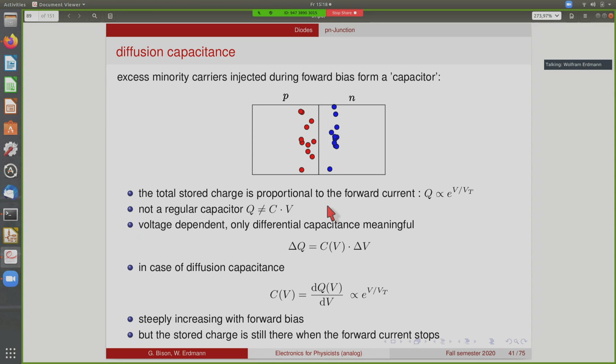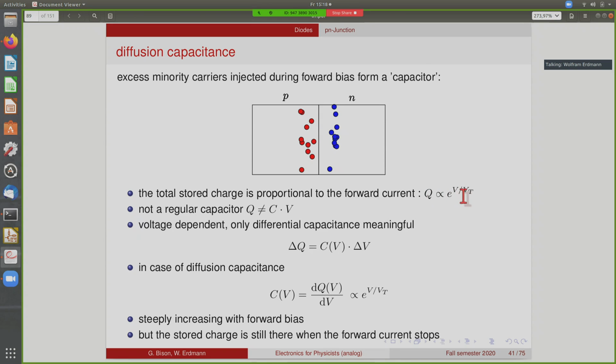So this is shown here in a bit more detail. When we have a diode in forward bias, you have an excess of minority carriers on both sides. Here we show only the minority carriers. So you have some electrons on the p side and some holes on the n side, and it turns out that the total charge stored is proportional to the forward current. So the charge that you have stored is proportional to the exponential function of the voltage divided by the thermal voltage.